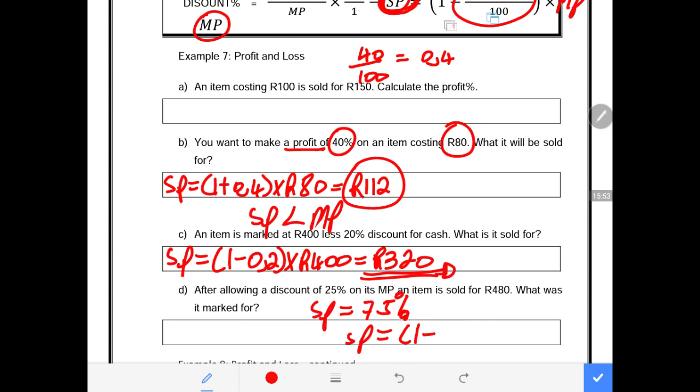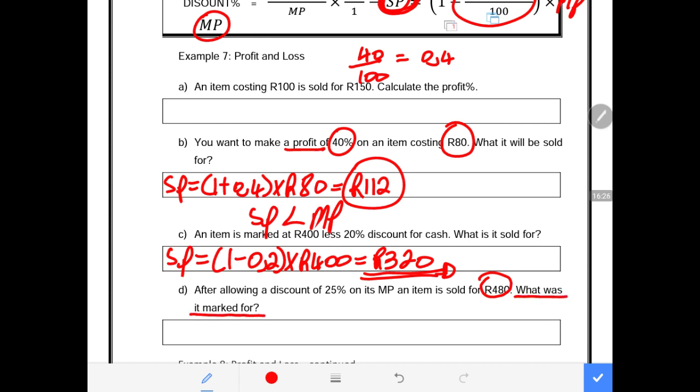Now we have deducted 25%, then we multiply by the marked up price. That means we are reducing our marked up price by 25%, meaning we only multiply it by 75%, which becomes our selling price. So my point is that selling price is 75% if the discount is 25%.